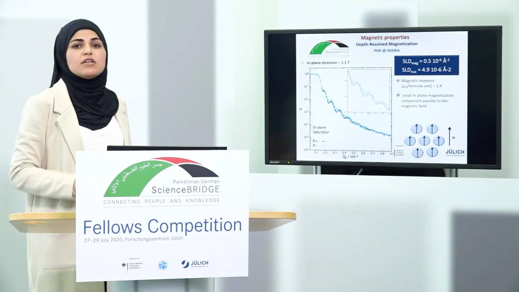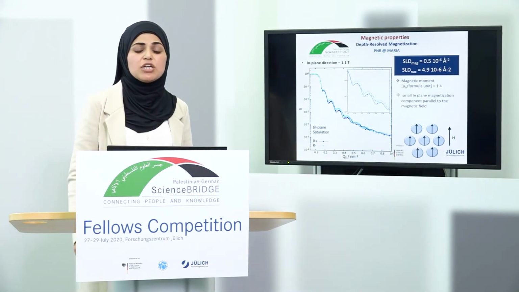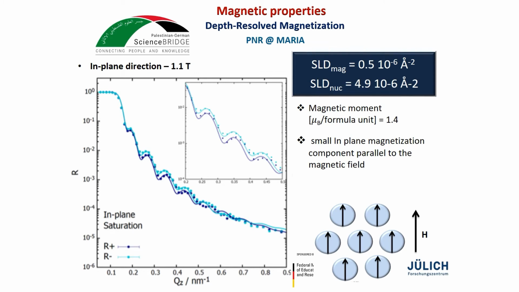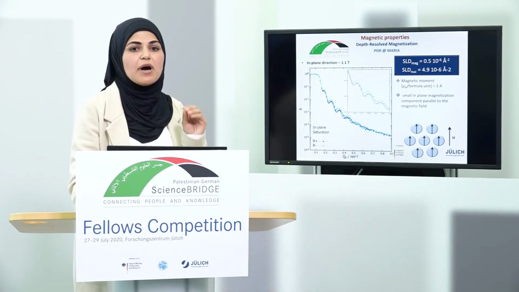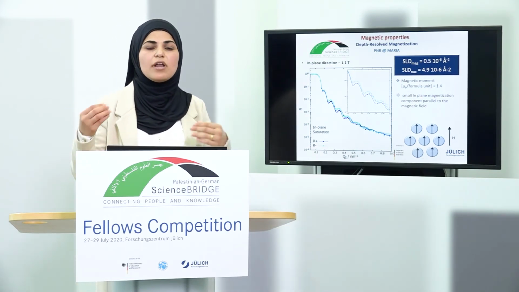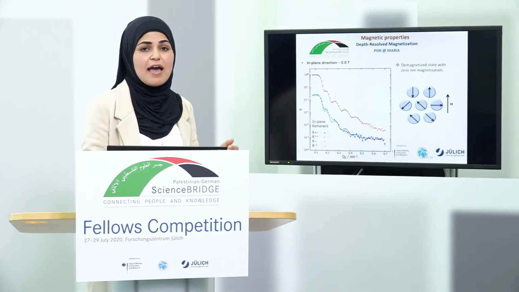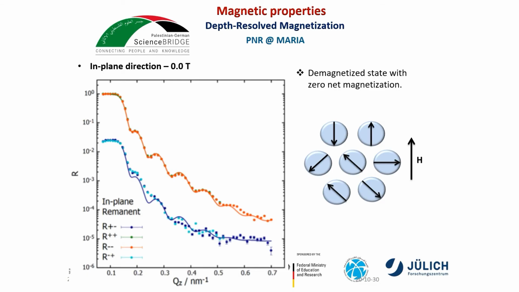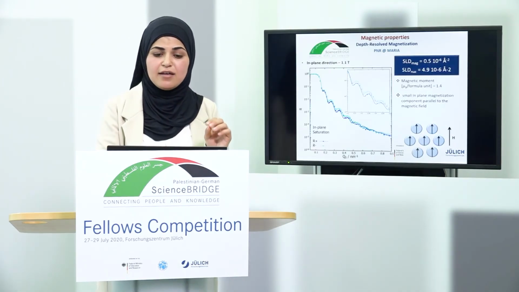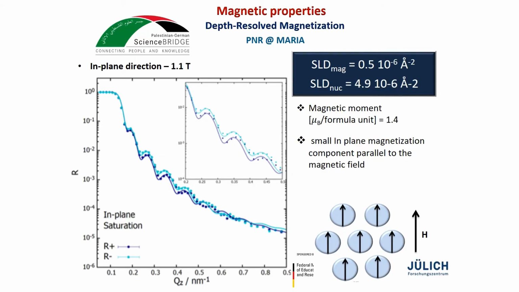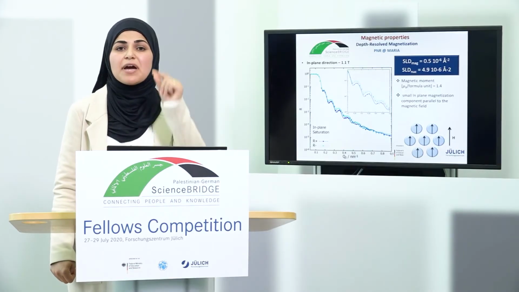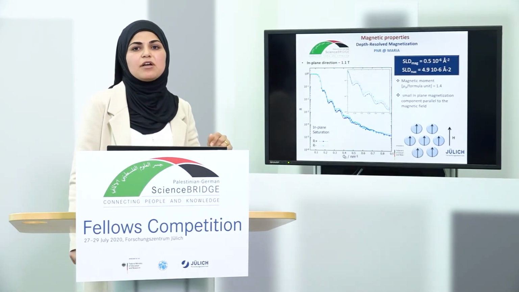But to get information about the microscopic magnetization, I measured neutron reflectometry at the MARIA reflectometer in Garching, Munich. And I found that the nanoparticle at saturation has a small in-plane magnetization parallel to the field, and at remanence it has zero net magnetization. What is nice behind this technique is that you can calculate the magnetic scattering length density and the nuclear scattering length density, and you can get the magnetic moment per nanoparticle and compare it with the bulk material.